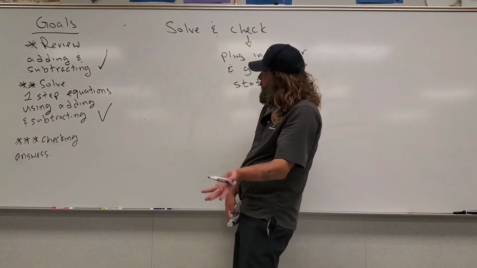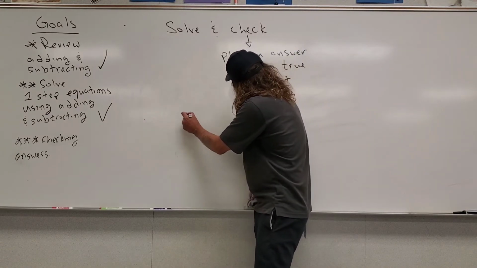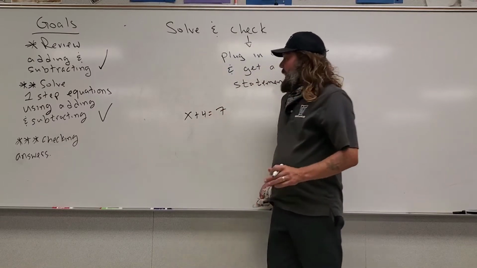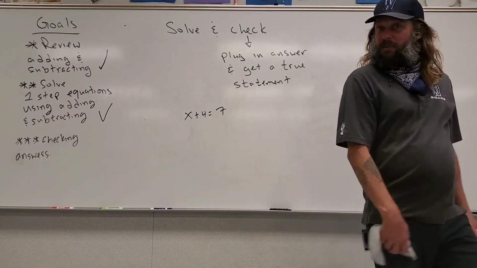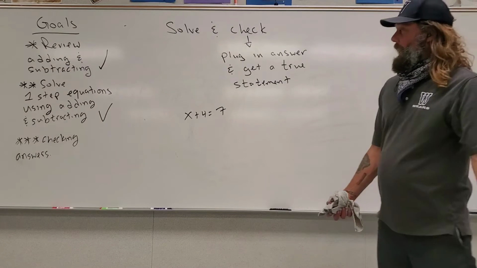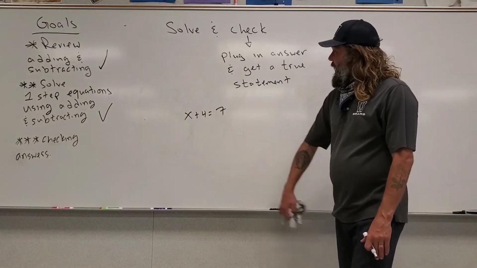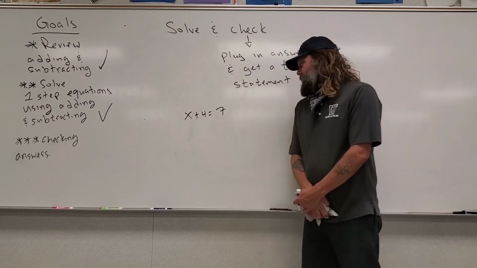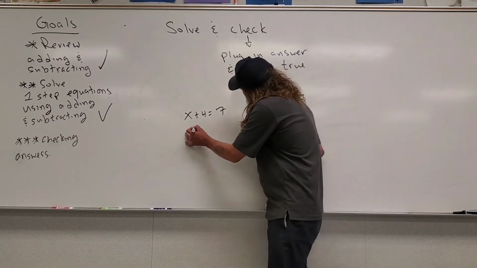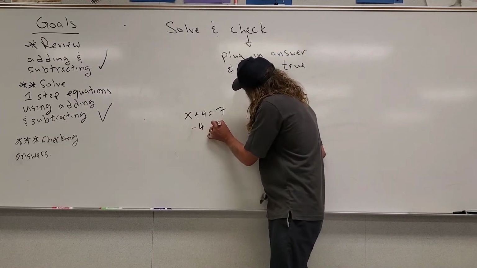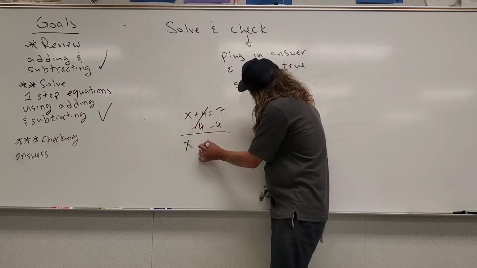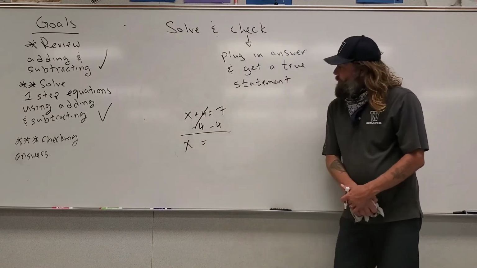So if I make up an equation, let's say like x plus 4 equals 7, I'm going to have to solve it by adding or subtracting. Let's see here. I've got a plus 4, I need to make that go away, so I'm going to need to solve it by subtracting. So I'm going to subtract 4 from both sides. Minus 4, minus 4. These 4's cancel, and x is going to be equal to 3.